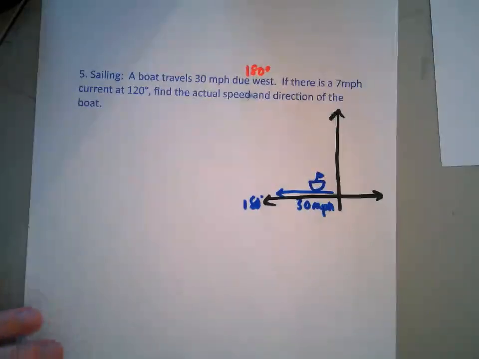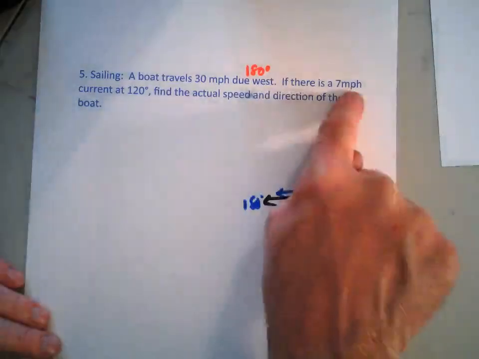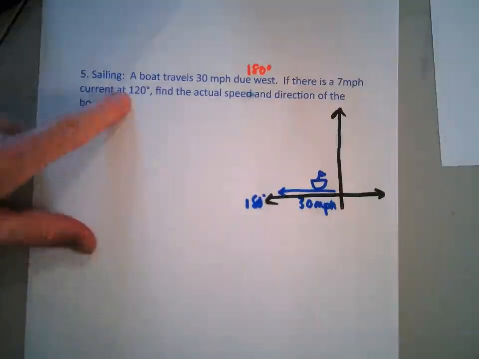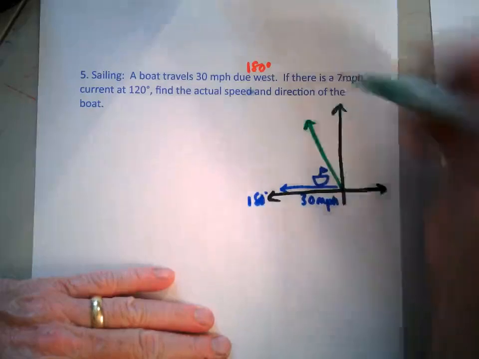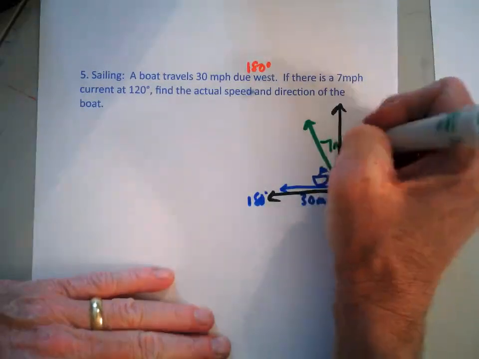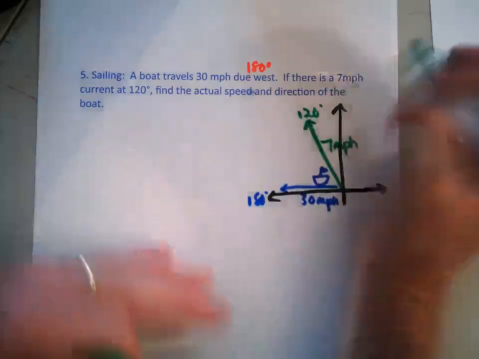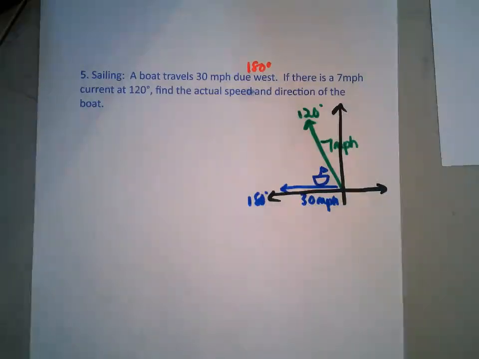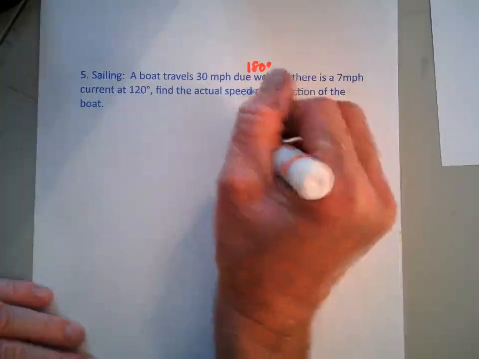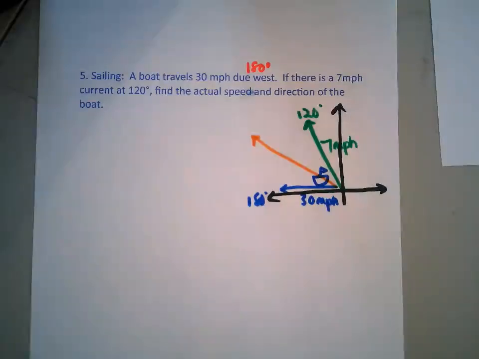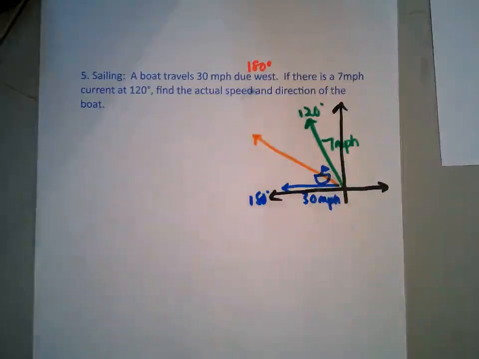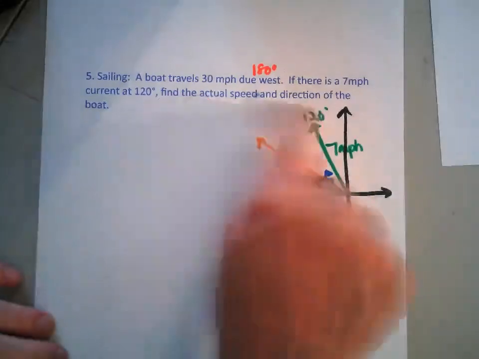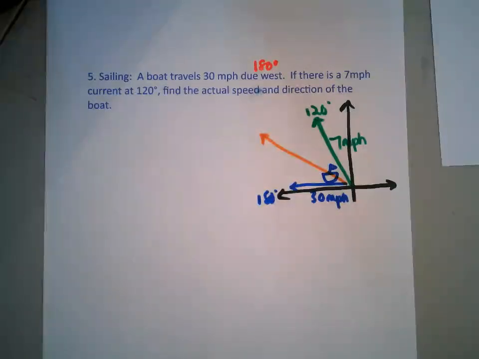And there's a current, a push, of 7 miles an hour at 120 degrees. 120 degrees is going to be up here. This basically means that the boat is actually traveling in this direction right here, somewhere in between the 180 and the 120. Our job is to figure out exactly what speed and what direction the boat is traveling.